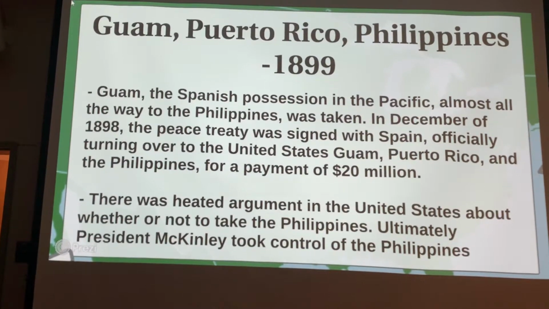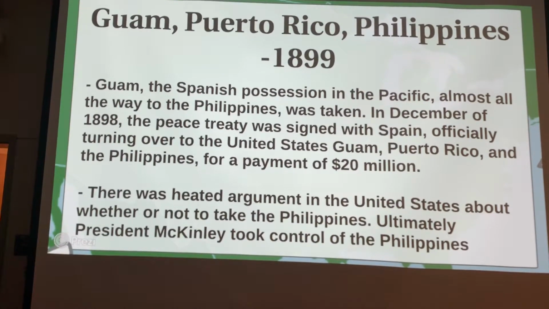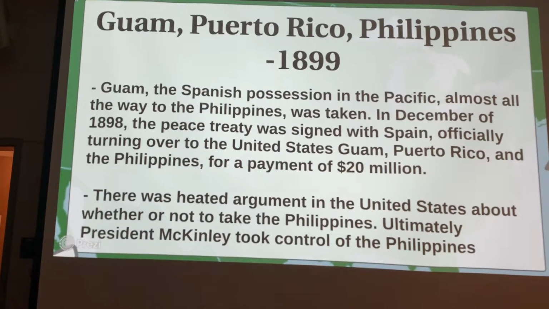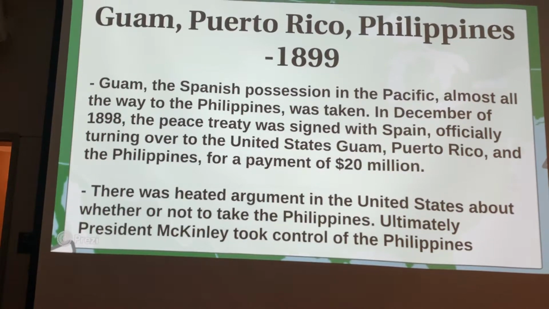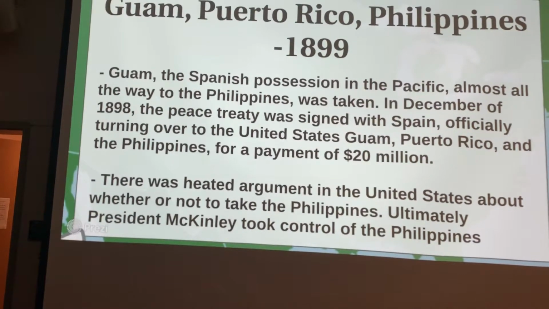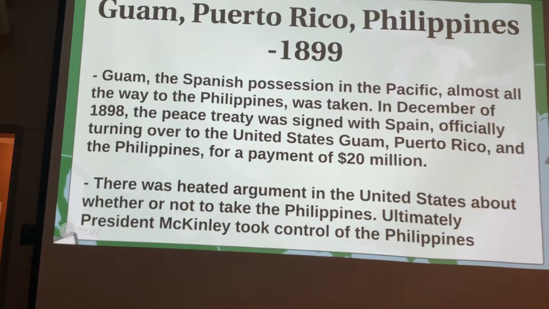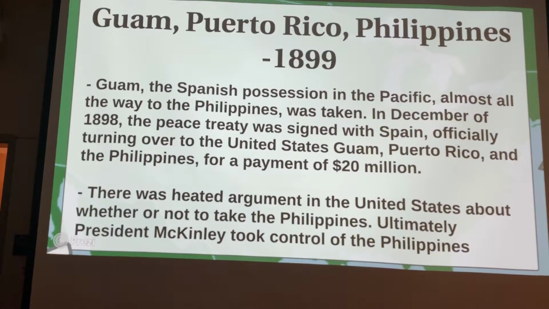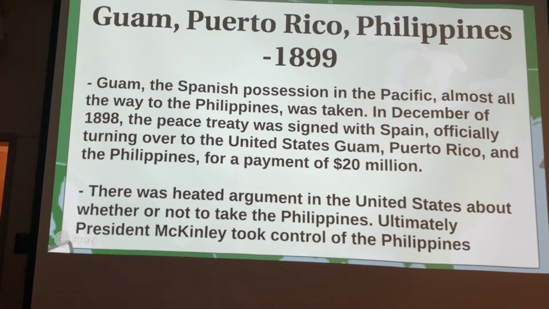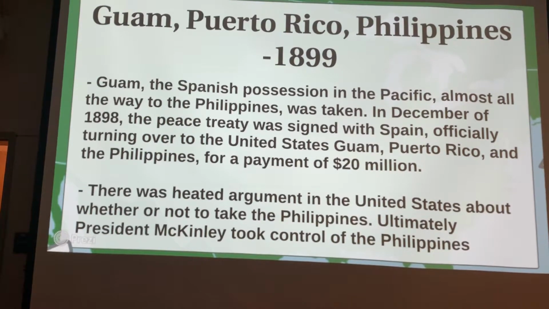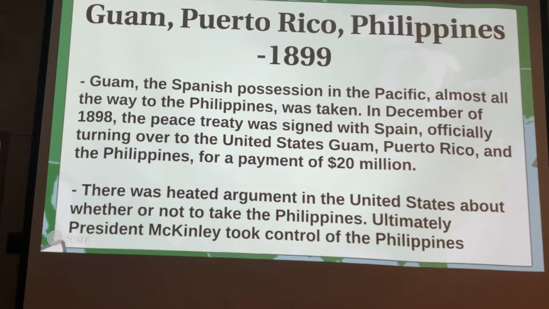And then Guam, the Spanish possession in the Pacific, almost all the way to the Philippines, was taken in December of 1898. The peace treaty was signed with Spain, officially turning over to the United States Guam, Puerto Rico, and the Philippines for a total amount of $20 million. And during this time, there was a heated argument about whether we should acquire the Philippines or not. But President McKinley took control of the Philippines because he deemed that it was an economic investment that we should have.